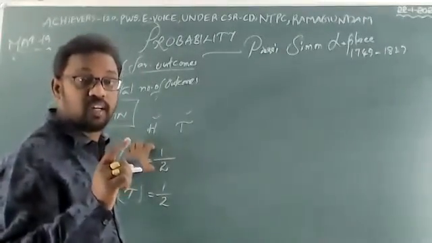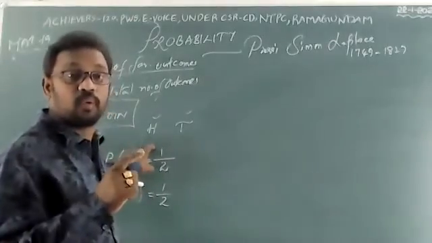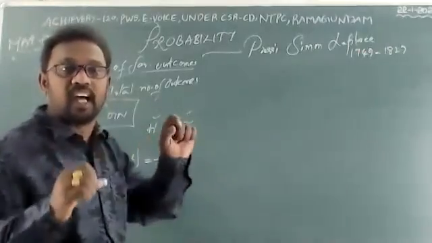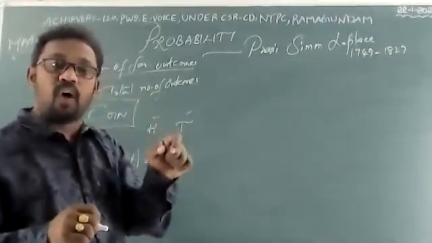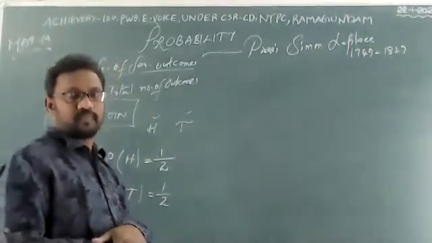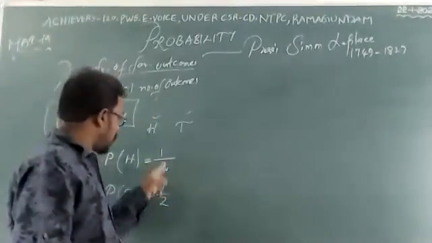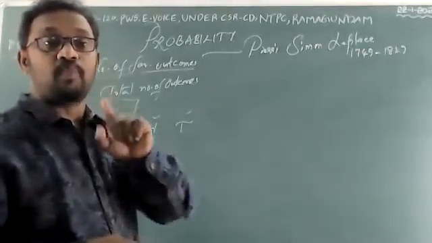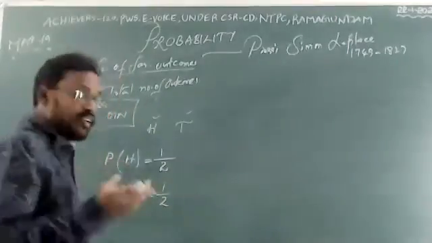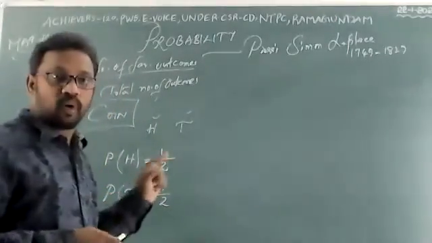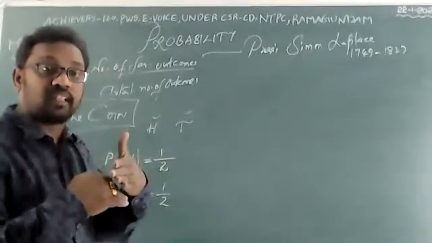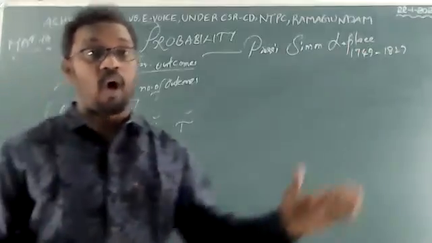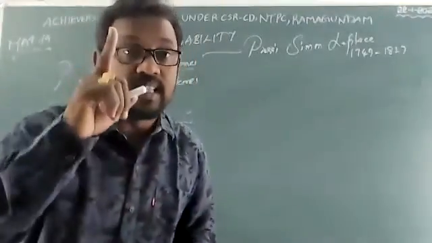Has it crossed 1 here? Is it less than 0? No, it is within 0 and 1. All the time the probability result is within 0 and 1. And one more thing, the sum of all events: how many events do we have? 2 events, one is head, one is tail. The sum of these 2 events is all the time 1.